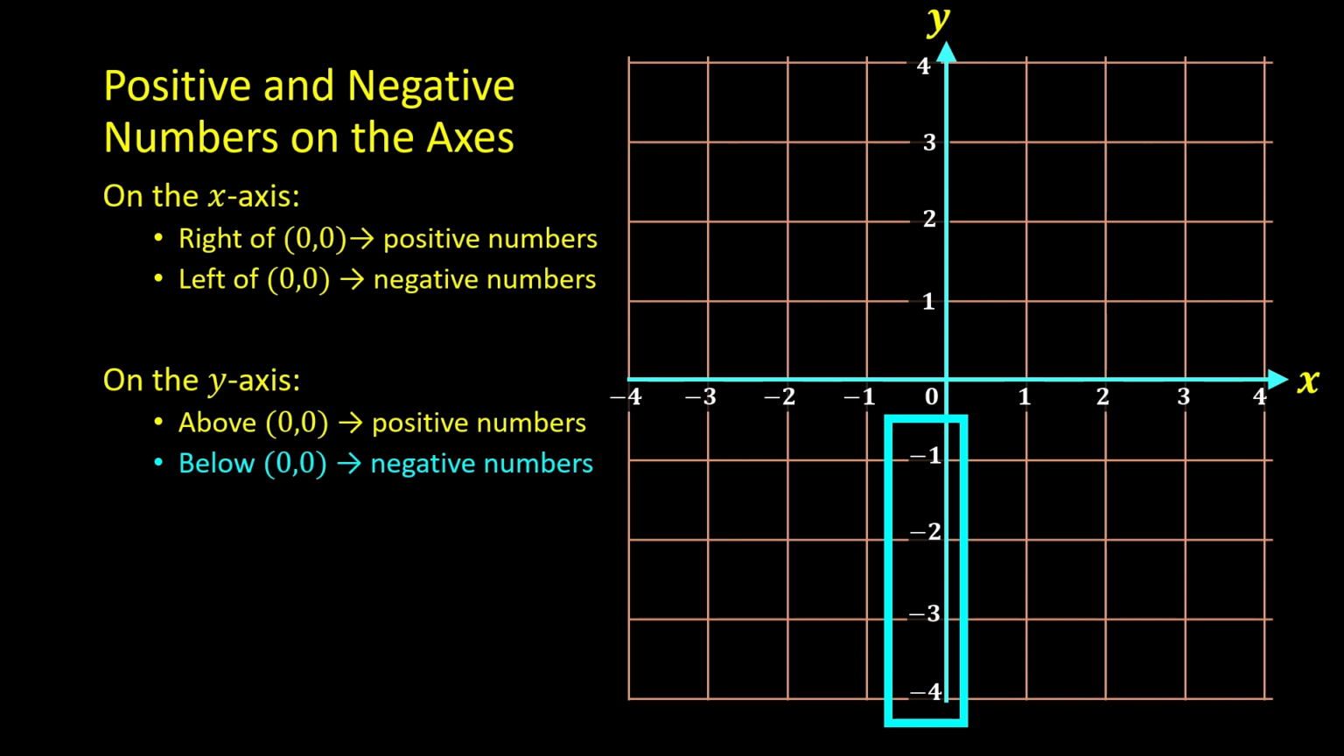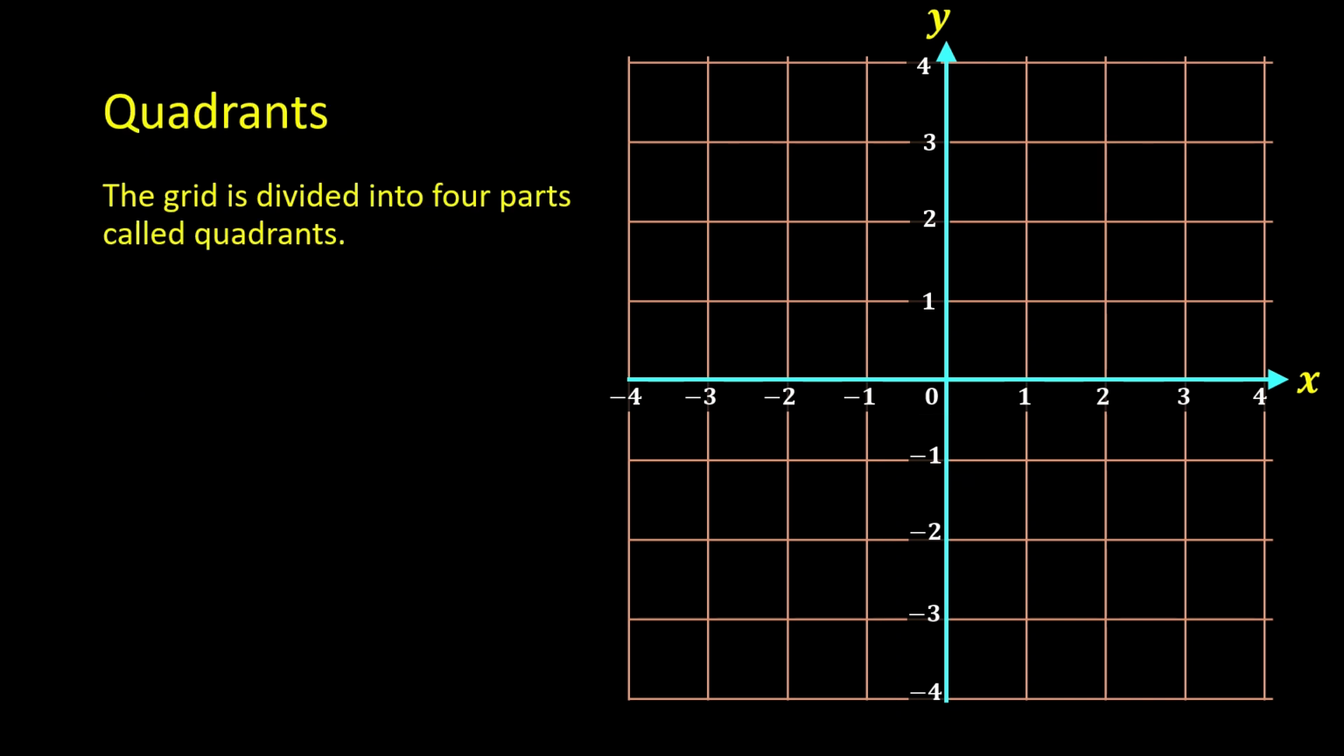The x-axis and the y-axis divide the grid into 4 parts called quadrants. In quadrant 1, both the x value and the y value are positive. In the other quadrants, one or both numbers are negative. For now, we will focus on understanding how the signs affect direction.